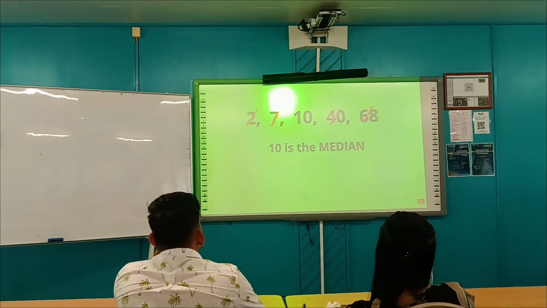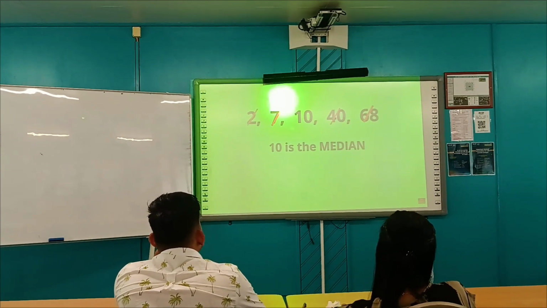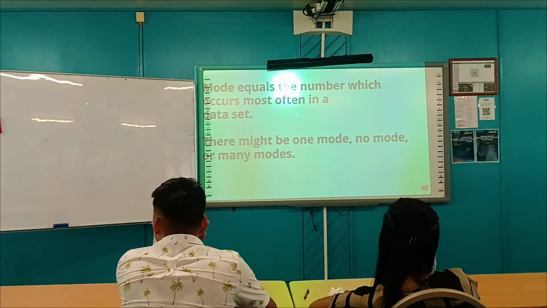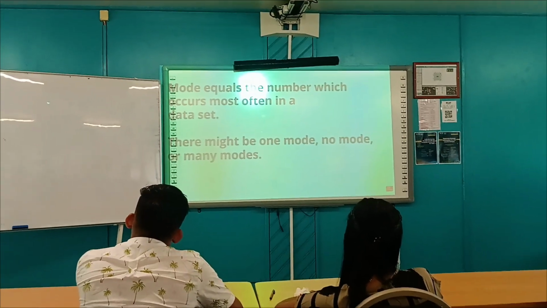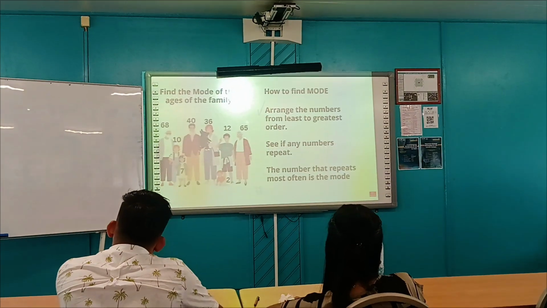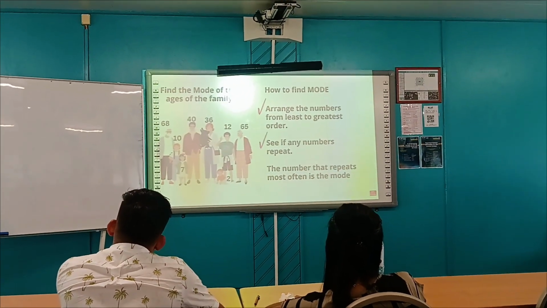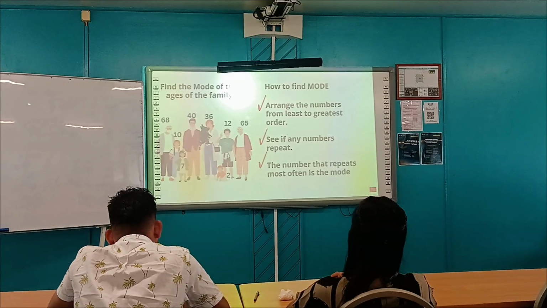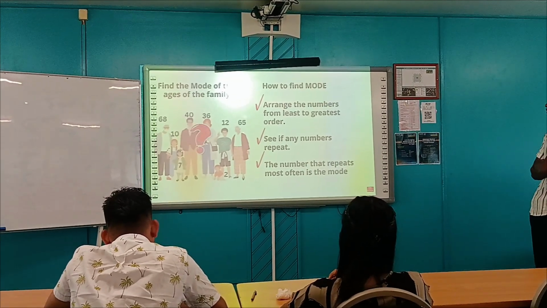so 10 is the median. Okay, mode equals the number which occurs most often in a data set. There might be one mode, no mode, or many modes. Arrange the numbers from least to greatest order, and then see if any numbers repeat. The number that repeats most often is the mode. So what's the mode of the family?